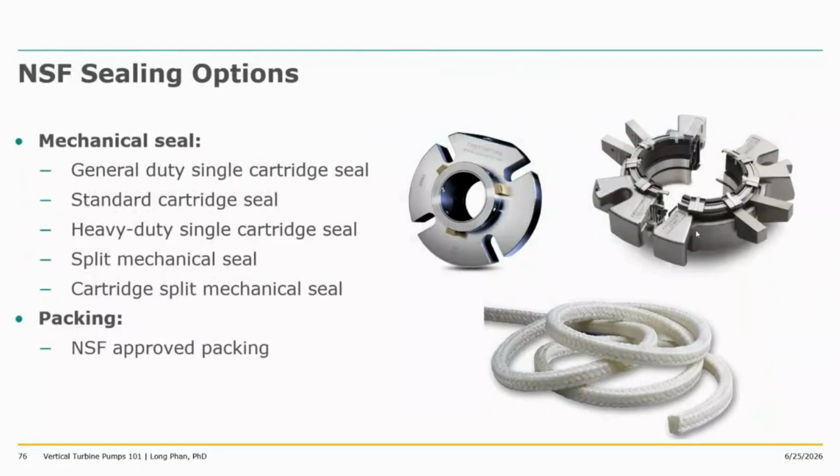For sealing options with NSF, you have either mechanical seal or packing, same purpose, right? If you need watertight, you rely on a mechanical seal, and if your application allows some leaking, then you can use the relatively available and cheap option, packing. For mechanical seal, for the general duty, a single cartridge seal or standard seal is enough. But sometimes you have higher pressure limits, then you will have to pivot to a heavy duty single cartridge seal.